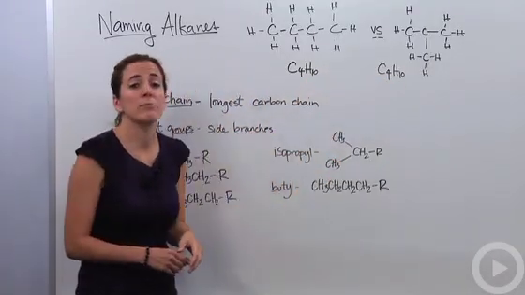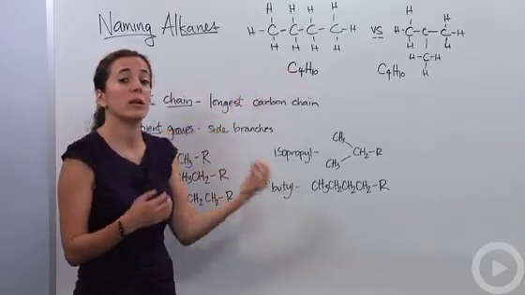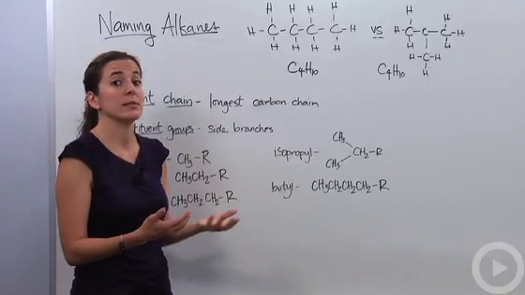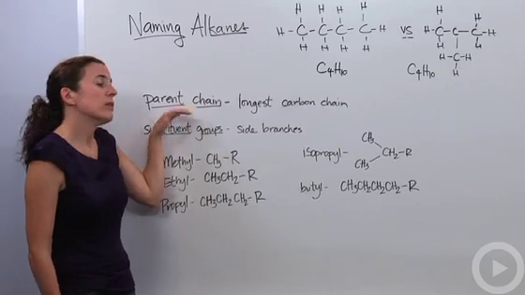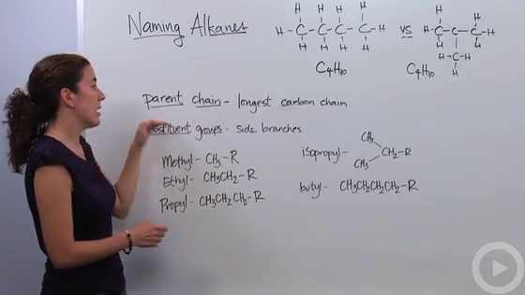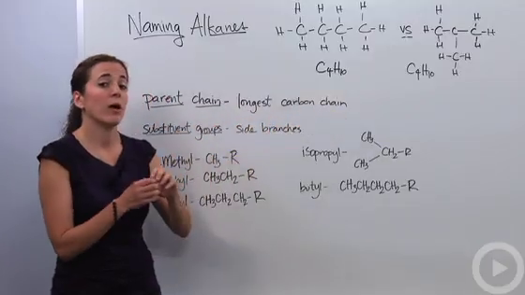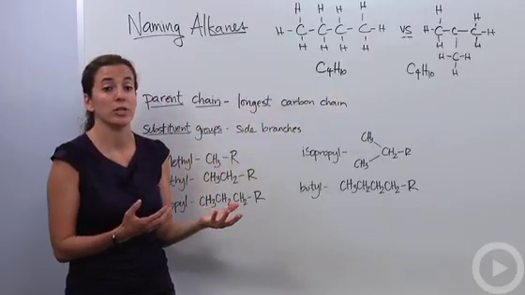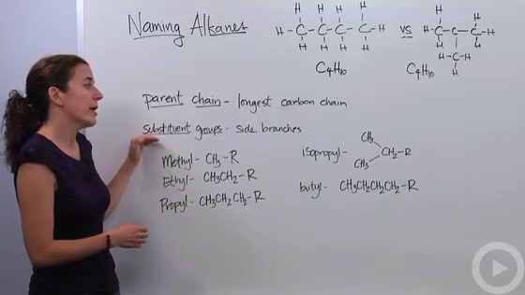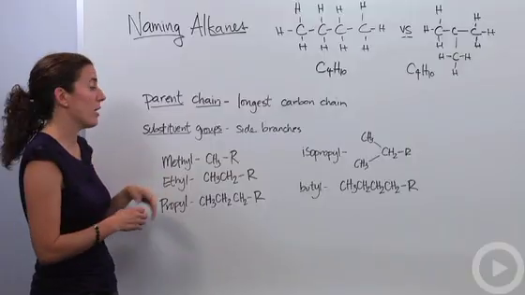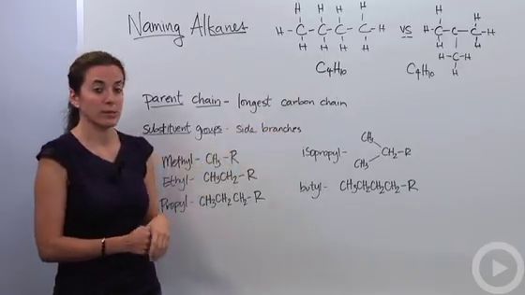Well, we're going to have to name them differently, and there are rules that we abide by to name these different compounds so we can communicate amongst chemists in a better, more efficient way. One of the terms we're going to discuss is the parent chain. A parent chain is the longest carbon chain, the backbone of the carbon chain. Within the parent chain, we might have side shoot-offs called substituent groups, and those are the side branches within those carbon chains.